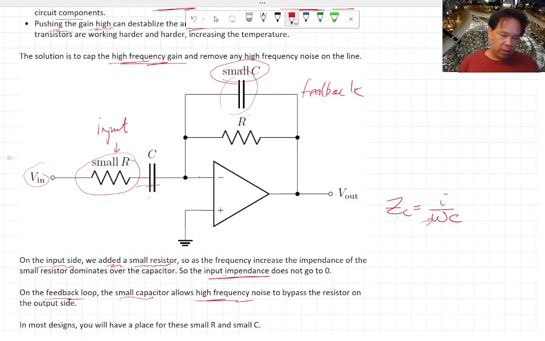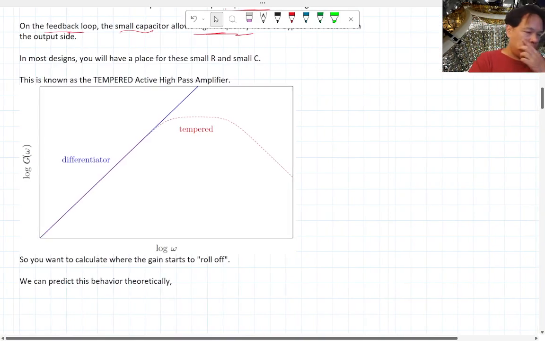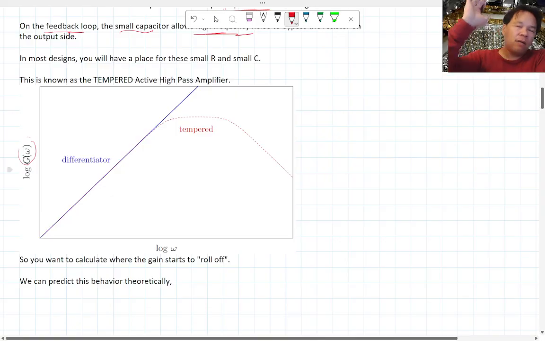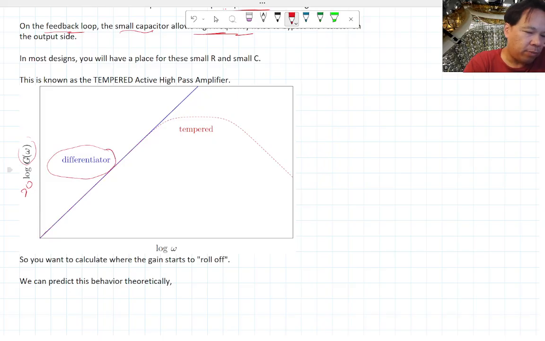Okay, and this is going to give you an interesting design where let's say we take the log of the gain. So kind of like on the decibel scale, if you multiply this by 20, this is basically the attenuation A dB, and you take the log of this angular frequency. What happened is that a regular differentiator basically has this linear function. The gain will just go to infinity, where this new one that we added this small resistor and capacitor to is known as the tempered active high pass amplifier. Okay, and what that does is that it tempers it, because it basically has this little roll off.